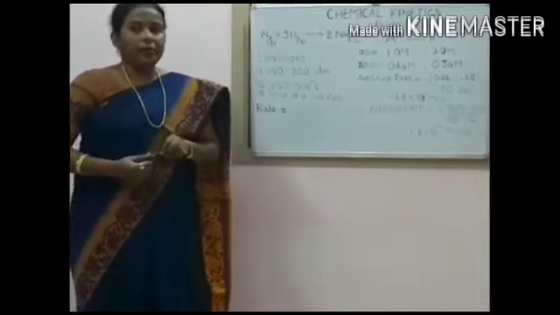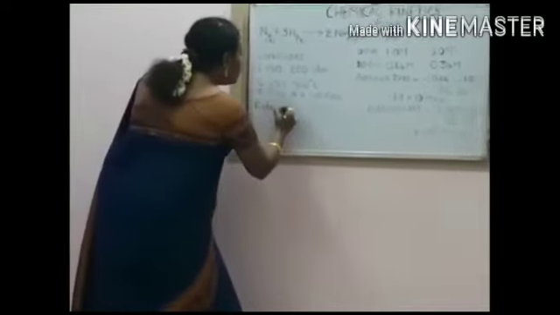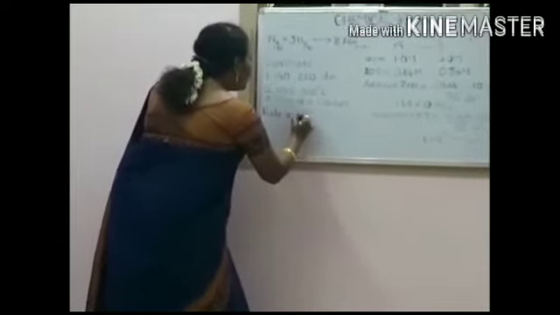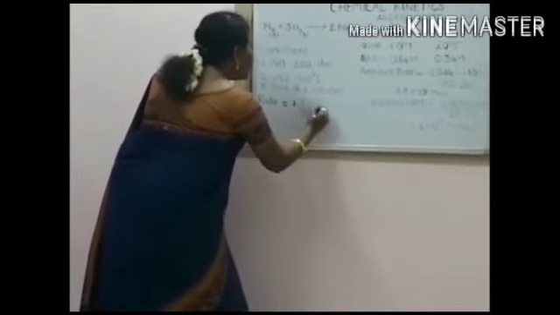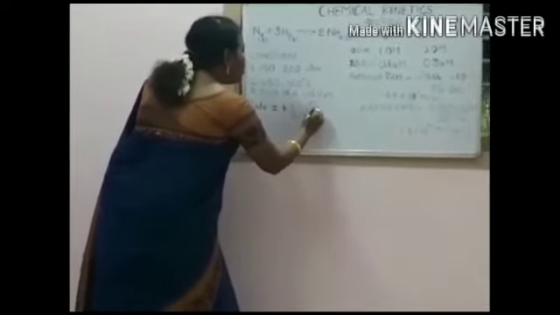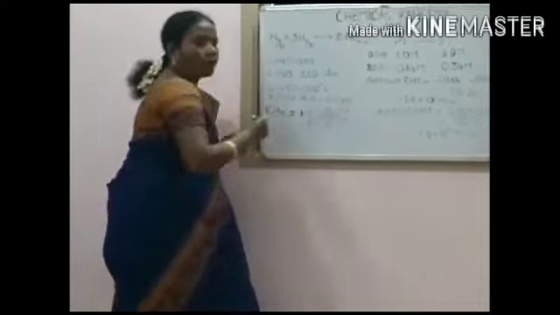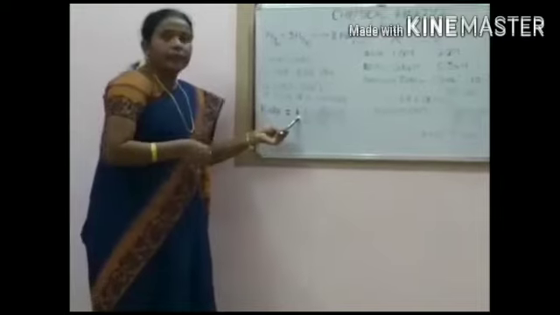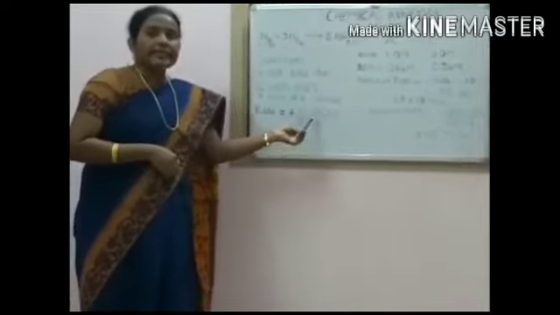In terms of ammonia, we can write rate is equal to plus 1 by 2 d by dt of concentration of ammonia. Here I have written the positive sign because the concentration of ammonia is increasing with time.